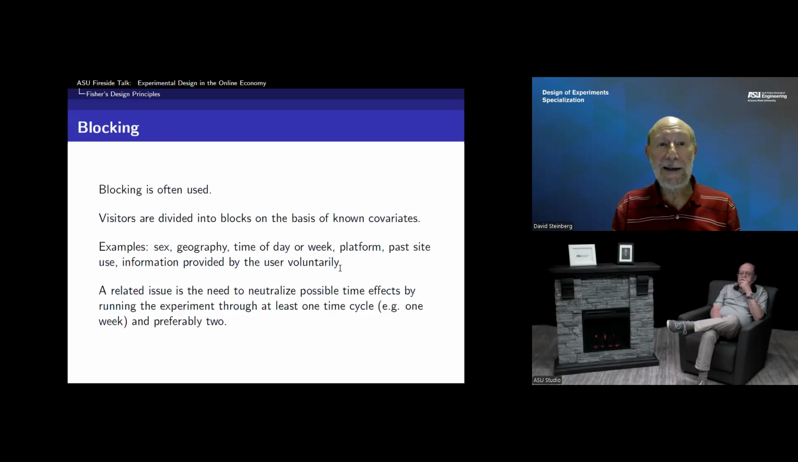Blocking gets used a lot. This may be on the basis of known covariates. So here are some typical examples: sex, geography, time of day or week, etc. And often when we're on the web, we're providing lots of information to the site, and that information can get used. Another related issue is that there may be time effects.